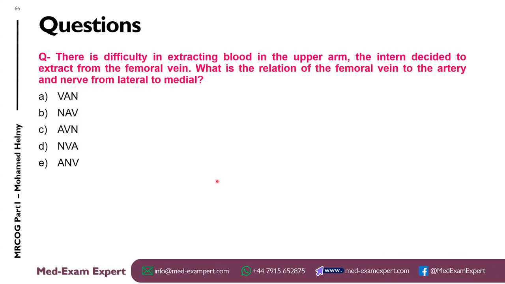There is a difficulty in extracting blood from the upper arm. The intern decided to extract from the femoral vein. What is the relation of the femoral vein to the artery and nerve from lateral to medial? From lateral to medial, it's NAV, not VAN. VAN is from medial to lateral. It's NAV, yes: nerve, artery, then the vein.